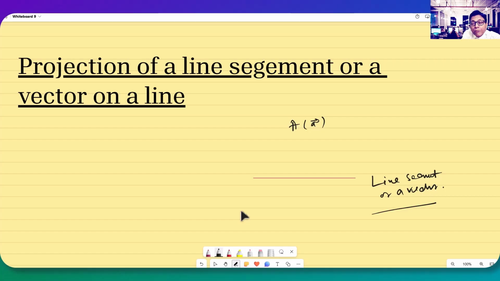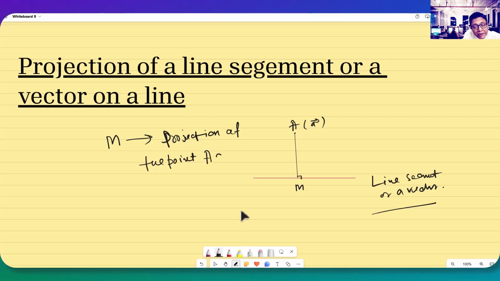How do we get length of projection? From here, if you draw a perpendicular, that foot of perpendicular M is the projection of the point A on the line or segment, line segment.